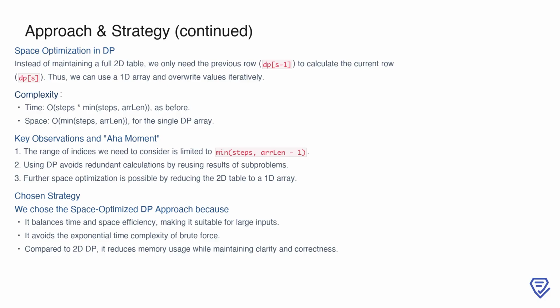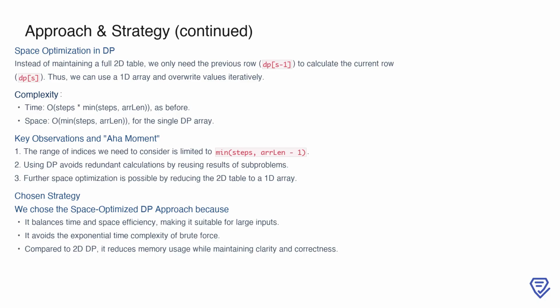Notice that to calculate the current state dp[s][i], we only need the values from the previous step, dp[s-1]. This means we can reuse the same array, overwriting it iteratively as we compute the values for the current step. This optimization reduces the space complexity from O(steps * min(steps, arrLen)) to O(min(steps, arrLen)) without affecting the time complexity, which remains O(steps * min(steps, arrLen)).